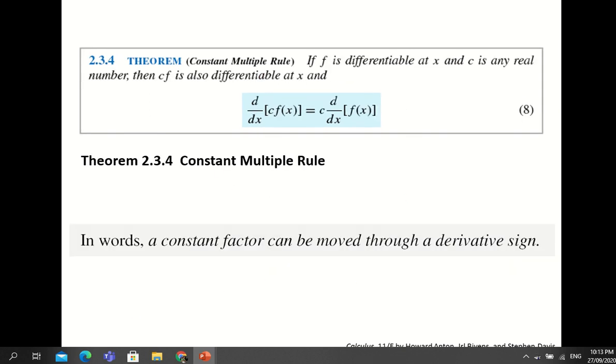Okay. Now another one, we have what we call the constant multiple rule. If f is differentiable at x and c is any real number, then c times f is also differentiable at x. And therefore, we have this formula: the derivative of the constant times the function of x with respect to x is equal to the constant multiplied by the derivative of the function of x with respect to x. Okay, that's the constant multiple rule. In words, a constant factor can be moved through a derivative sign.